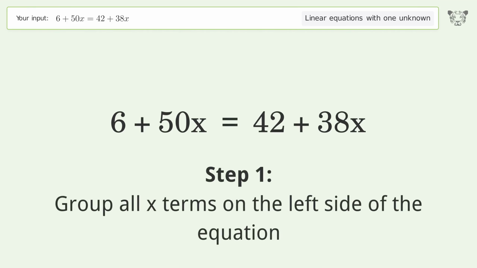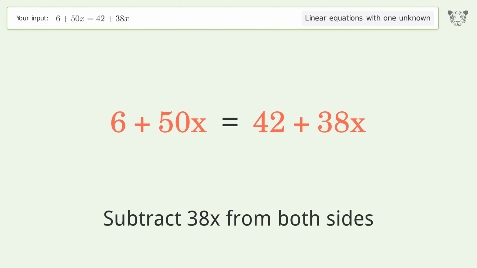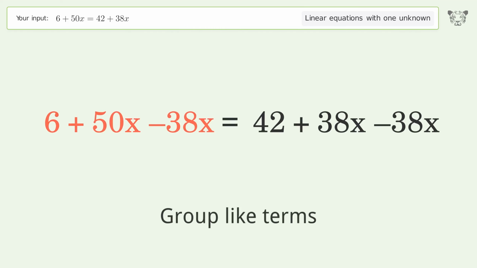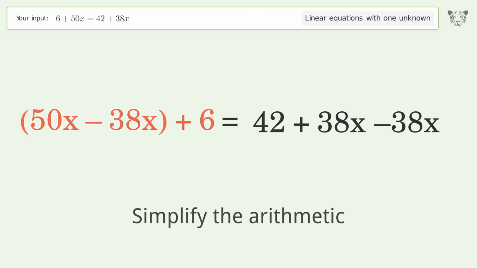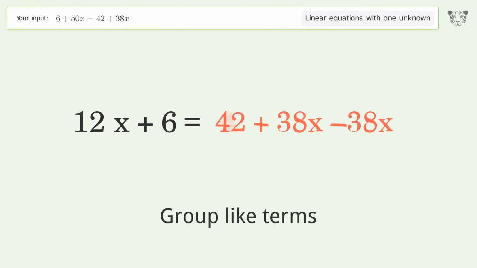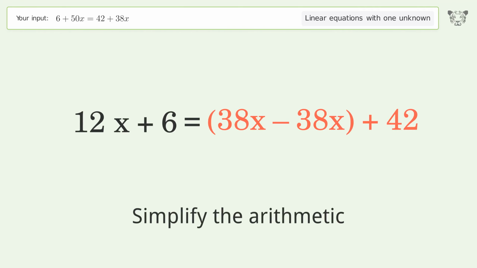Group all x terms on the left side of the equation. Subtract 38x from both sides. Group like terms. Simplify the arithmetic. Group like terms. Simplify the arithmetic.